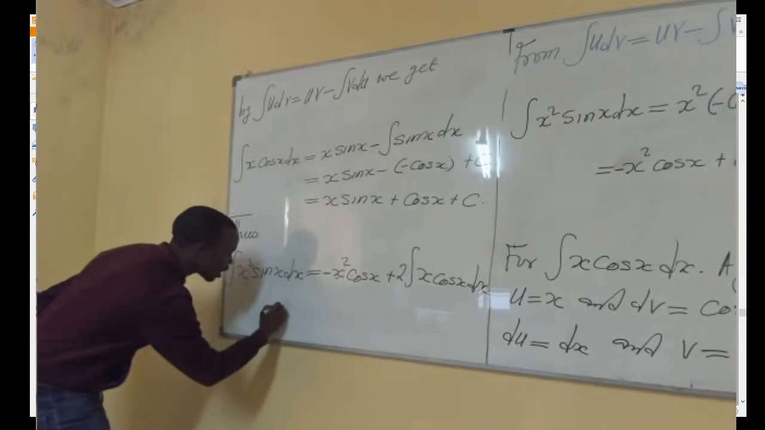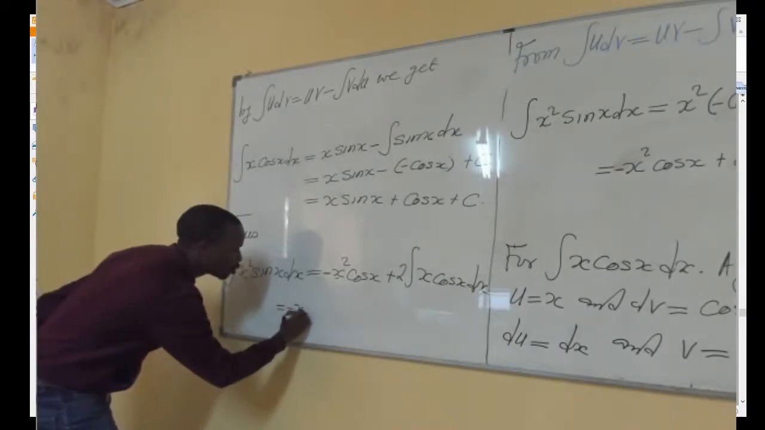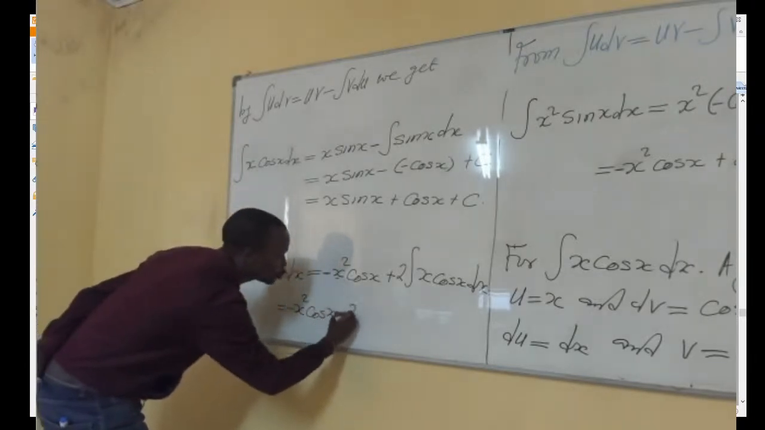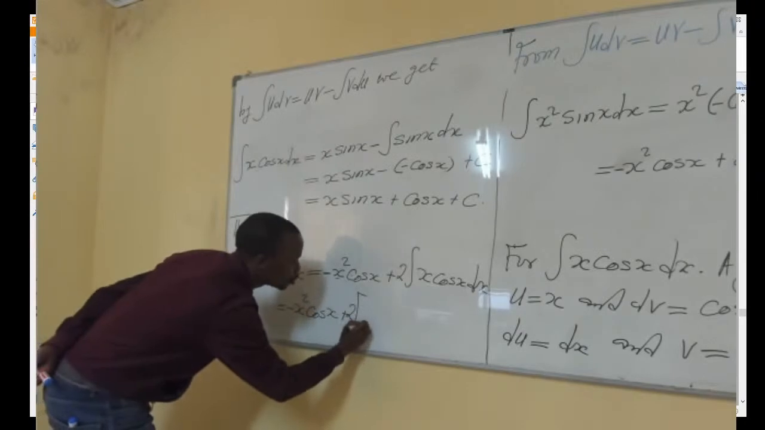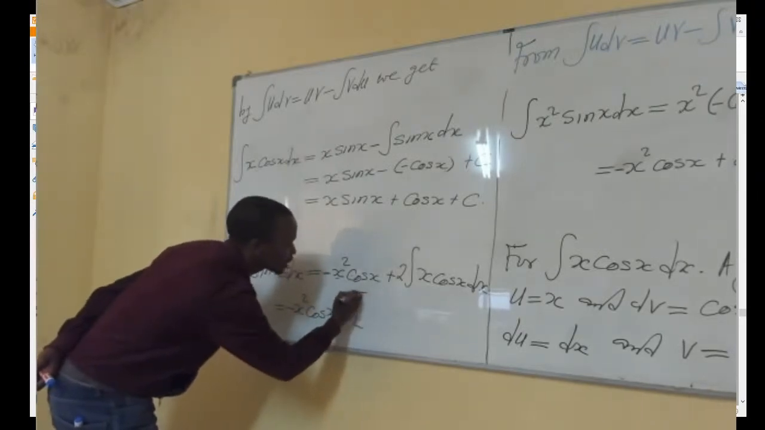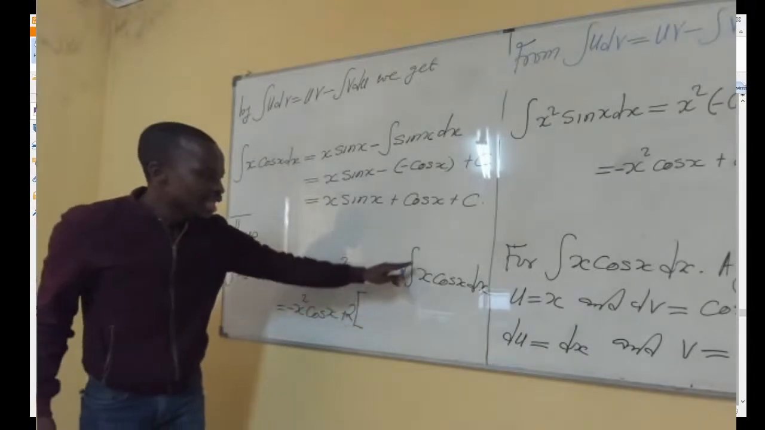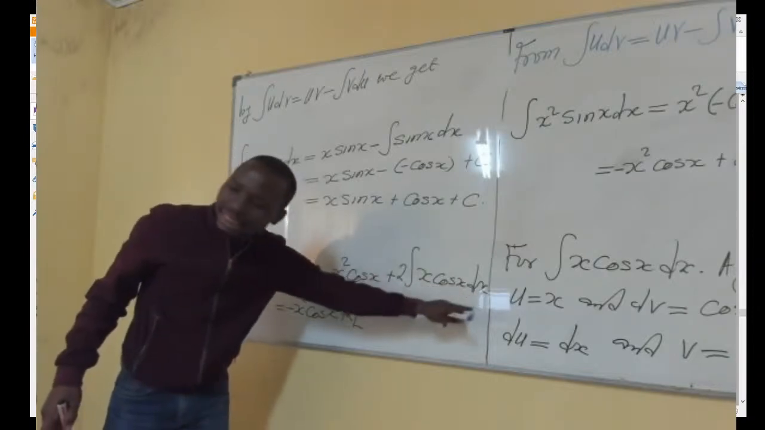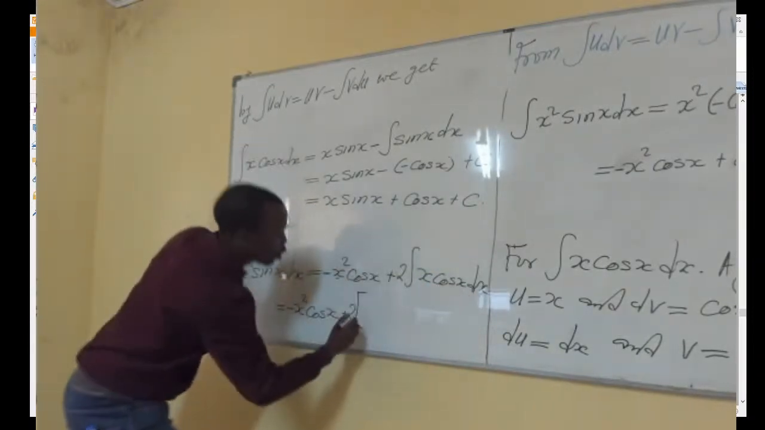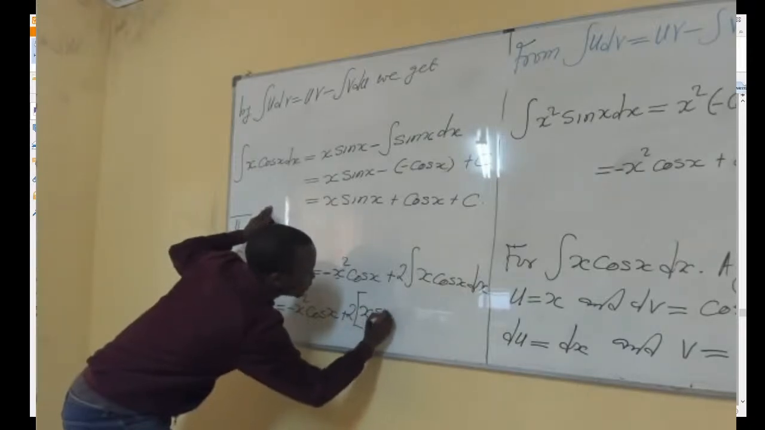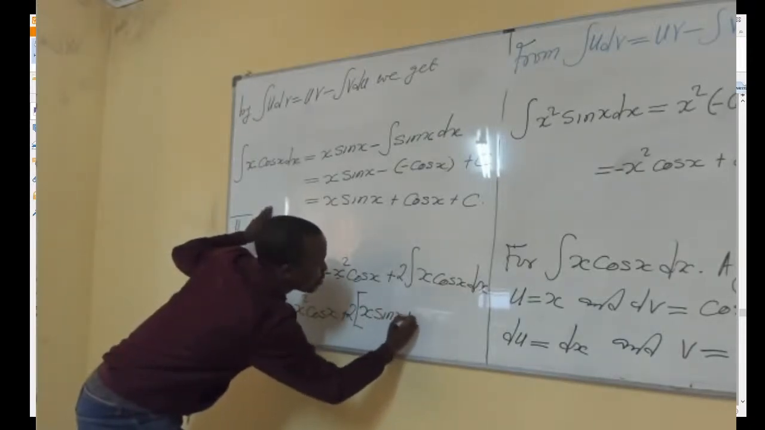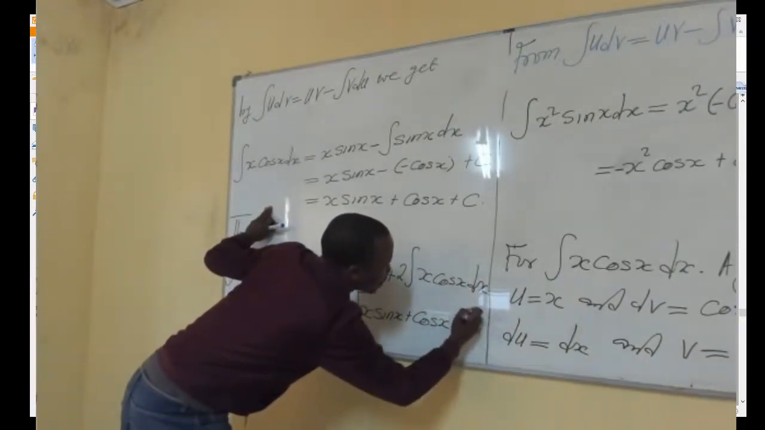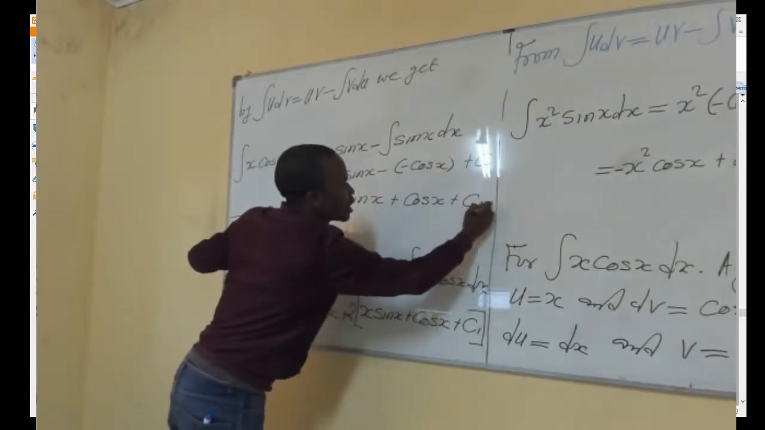So this one will be equal to the negative of x squared times the cosine of x plus 2, which is a constant multiple. Where there is the integral of x times the cosine of x dx, you substitute this: x times the sine of x, plus the cosine of x, plus c1. We can call this one c1.